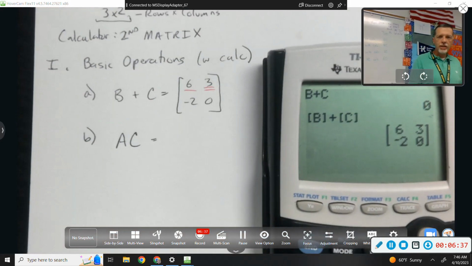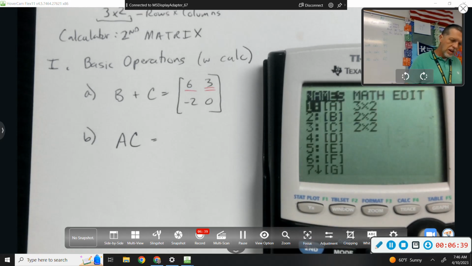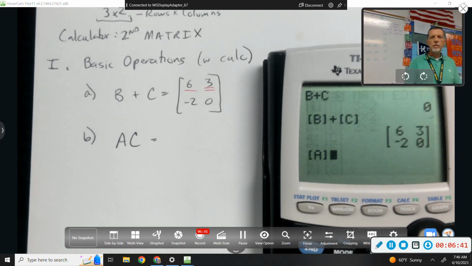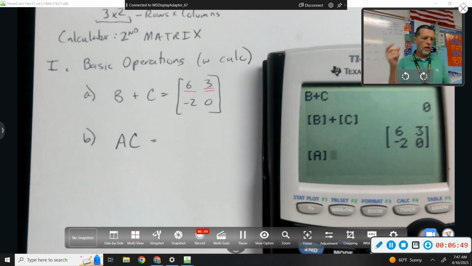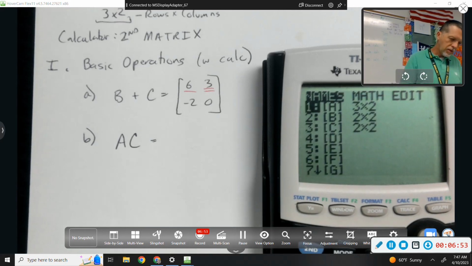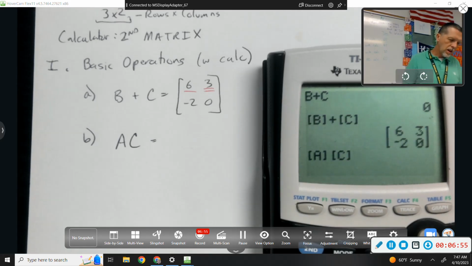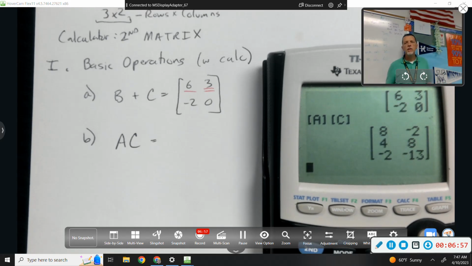So let's do A times C. Matrix A. And then you can either hit the times button, or you can just go to matrix C and just write it like that, because two numbers next to each other means multiply. So matrix C. And there's matrix A times matrix C.